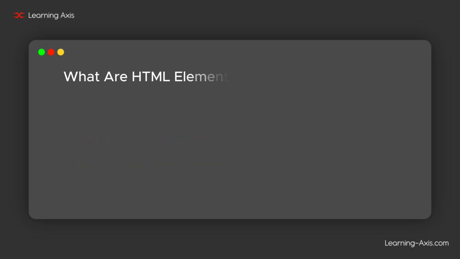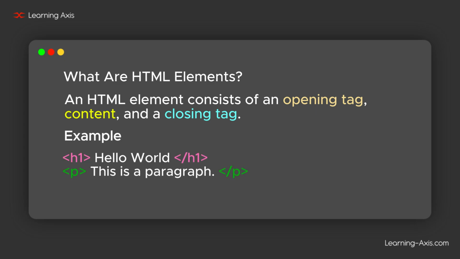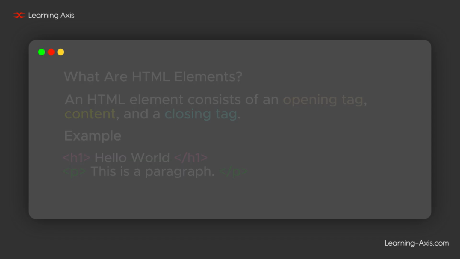What are HTML elements? An HTML element consists of an opening tag, content, and a closing tag. Here is a quick example. The H1 tag wraps around the text, "Hello World," and P wraps around the paragraph. This is how HTML elements give structure to a web page.